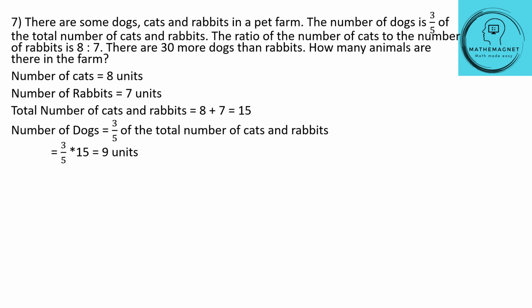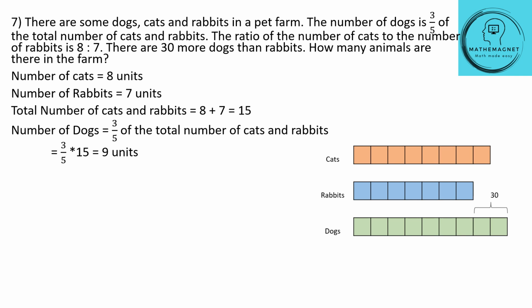Now we can draw the bar model such that the cats are 8 units, the rabbits are 7 units and the dogs are 9 units. Now we know there are 30 more dogs than rabbits. So which means the difference between dogs and rabbits are 2 units. So 2 units is equal to 30. So 1 unit will be 30 divided by 2 is equal to 15.